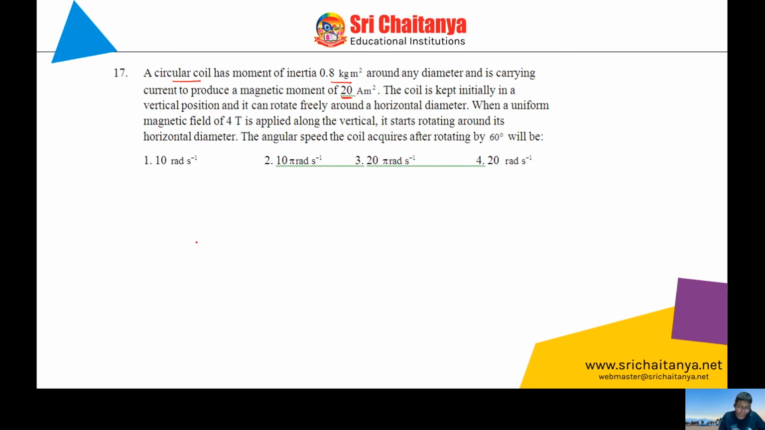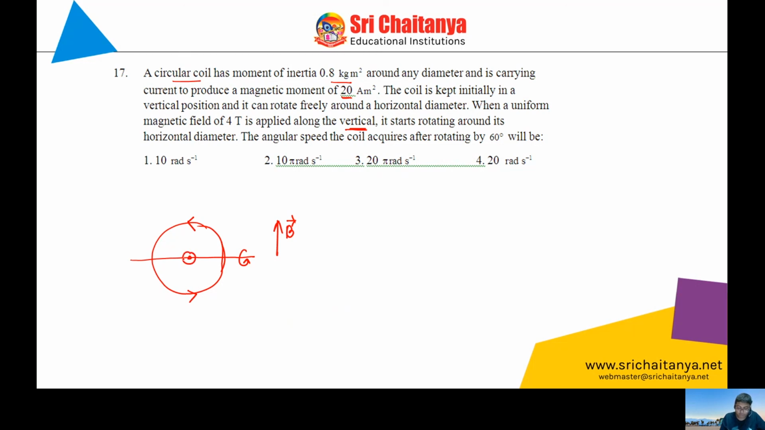So let's say the plane of the paper is a vertical plane, and let's say this is the coil which we are looking for. Okay, and it is free to rotate about a horizontal diameter. So it is free to rotate about this. Okay, and let's say the magnetic field is given to us in the vertical direction. So let's say the magnetic field is in the vertically upward direction here. Okay, so if the sense of current is, let's say, for instance, like that, the direction of the magnetic moment will be coming out of the plane.